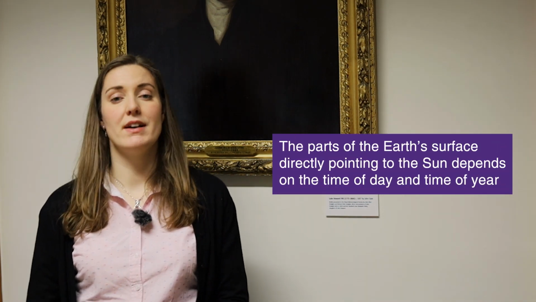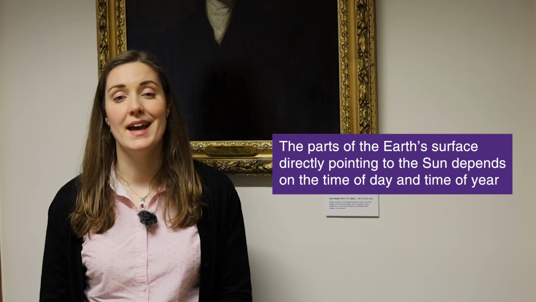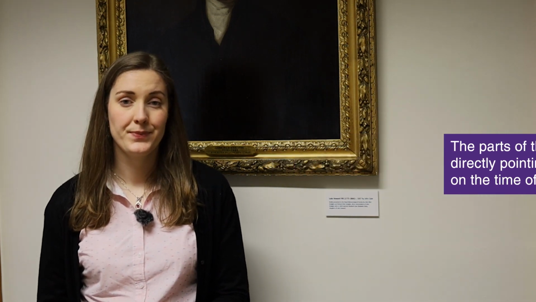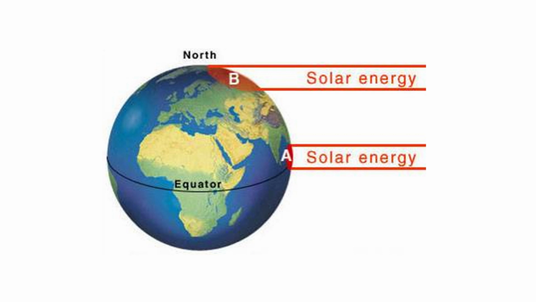Some parts of the Earth's surface will always be pointing directly at the sun, whereas other parts are slanting away. Which parts of the Earth are pointing directly towards the sun depends on the time of year and the time of day. The image here shows the Earth at an equinox, when the sun is overhead at the equator. Where the sun is directly overhead on the equator, the sun's light is focused into a fairly small area, Area A. Whereas when the sun is low in the sky towards the poles, the sun's light is spread over a much larger area, Area B.